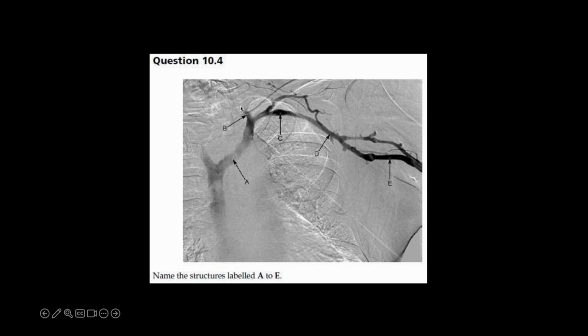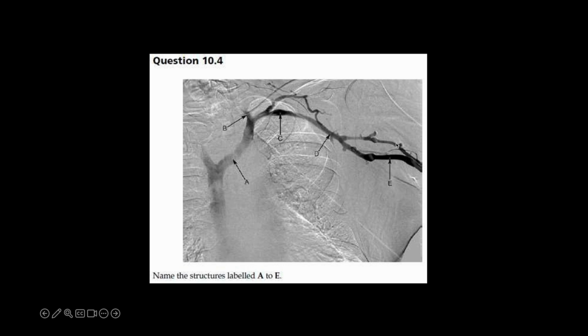B would be the internal jugular vein coming from the neck. C would be the subclavian vein because it's medial to the first rib, which is here. D would be the axillary vein because it's lateral to it. And then E would be either your basilic or your brachial vein.